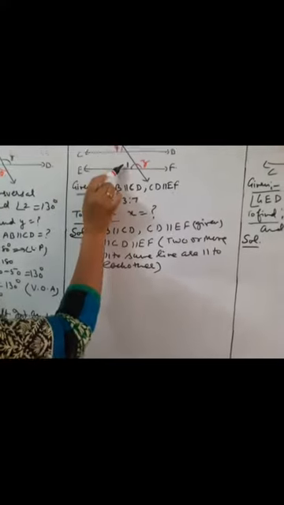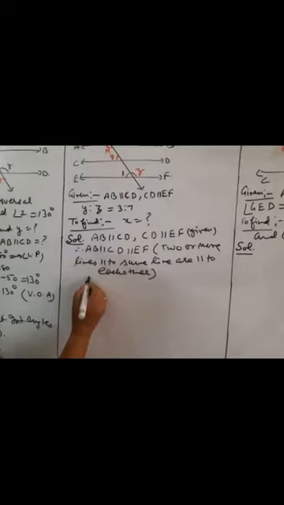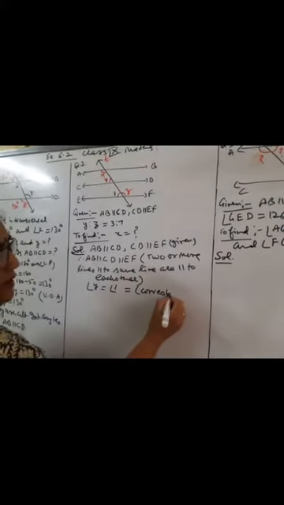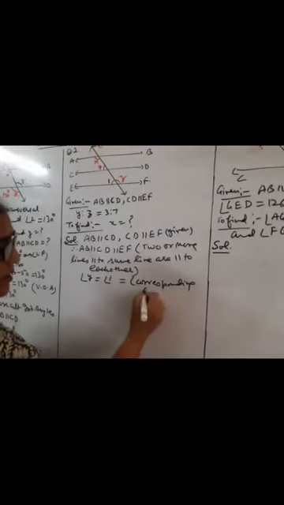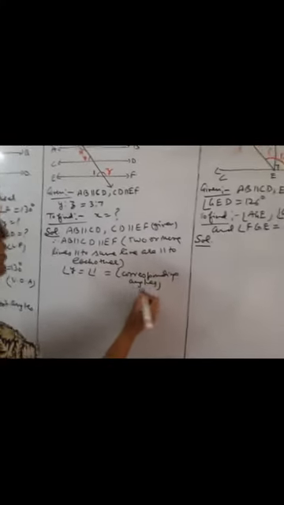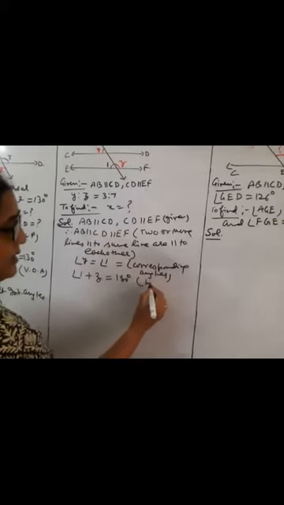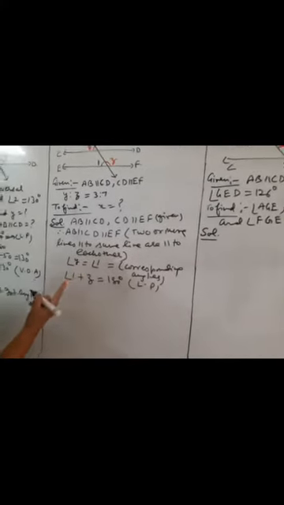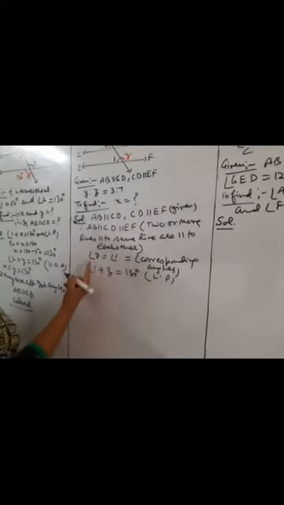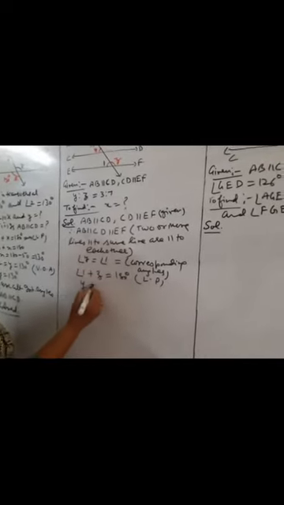Now, what about Y and 1? They are equal. Angle Y is equal to angle 1. This is because they are corresponding angles. Corresponding angles are equal. So, angle 1 plus Z, this is 180 degree, linear pair. I will replace 1 with Y. So, Y plus Z is 180 degree.